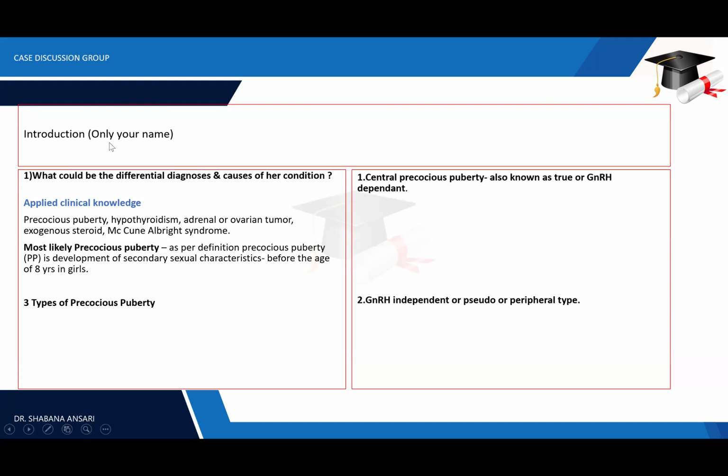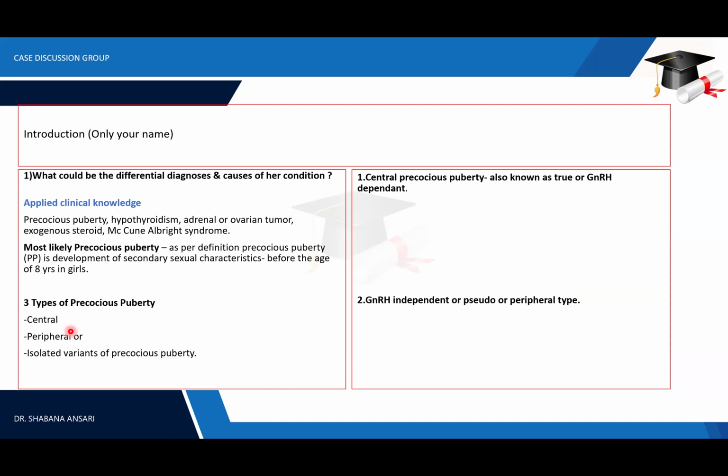So yes, your introduction only, and what could be the differential diagnosis and cause of the condition. In this young girl, the most important differential diagnosis is precocious puberty. It can also be because of hypothyroidism, any adrenal or ovarian tumor, exogenous steroid, even McCune-Albright syndrome. Because as of now, we don't know whether it is central or peripheral precocious puberty. Most likely it is precocious puberty, because as per definition, precocious puberty is development of secondary sexual characteristics before the age of 8 years in girls.